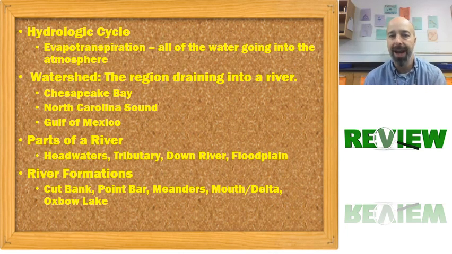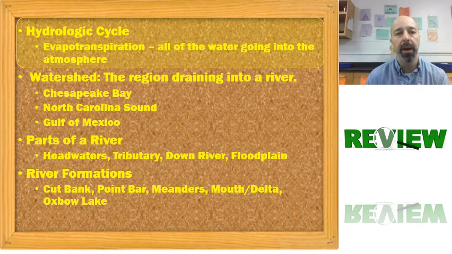We have the idea of surface water. So first of all, we have to understand the idea of the hydrologic cycle. And that includes evapotranspiration, which is all of the water going into the atmosphere. So that's probably a term that you didn't quite know yet, so make sure you know that one. I think you guys all got the part about evaporation and precipitation and runoff and stuff like that. But the transpiration and the evapotranspiration thing are probably new terms to you, so make sure you know those.